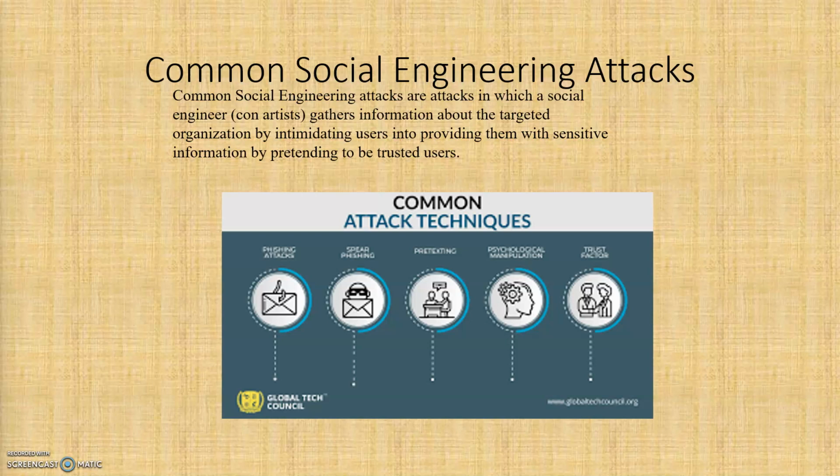The next and final attack that we will discuss is common social engineering attacks. These are attacks in which a social engineer, also known as a con artist, gathers information about the target organization by intimidating users into providing them with sensitive information by pretending to be trusted users. This collected sensitive information can serve them to gain unauthorized access to critical company resources later on. The social engineering attacks can be baiting, scareware, pretexting, phishing, psychological manipulation, trust factors, and spear phishing.